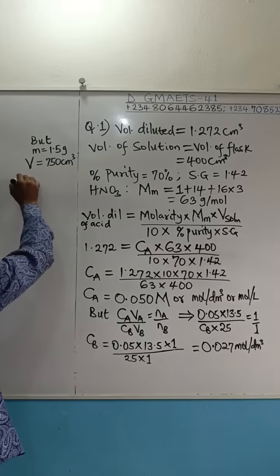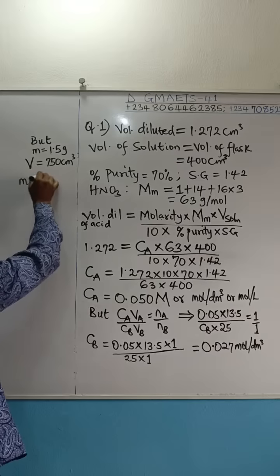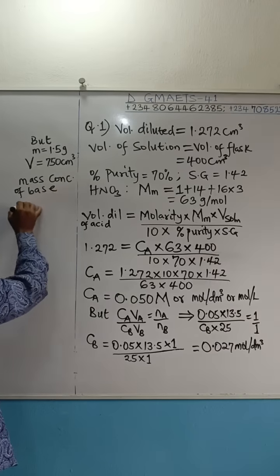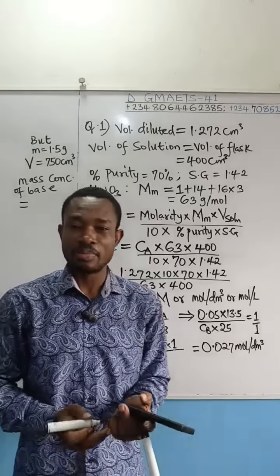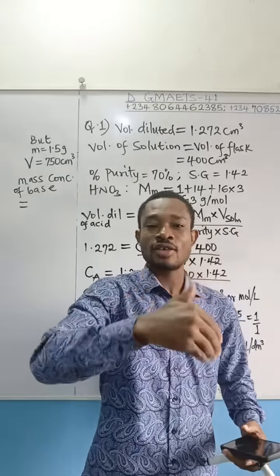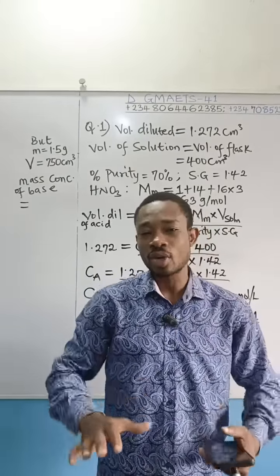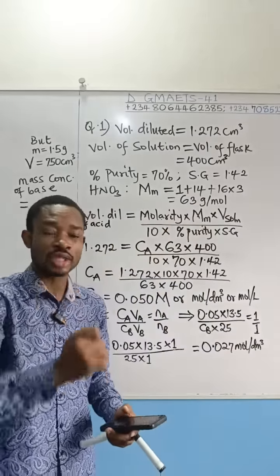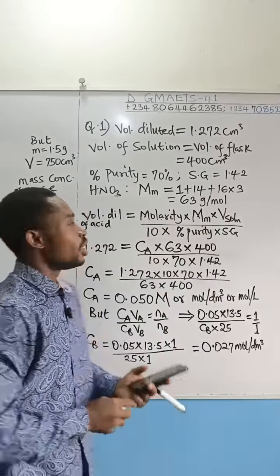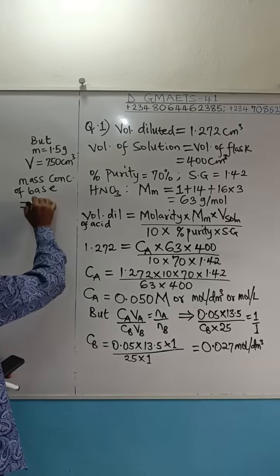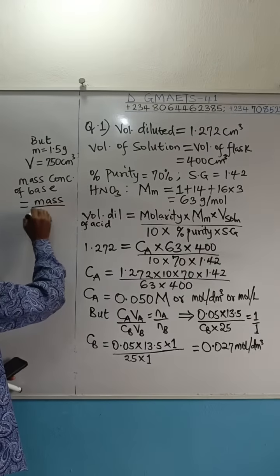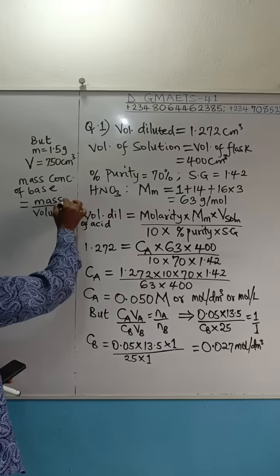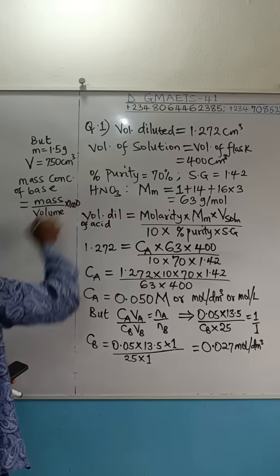With this information, we can calculate the mass concentration of the base. Anytime you are given the mass of the base and the volume of the flask in which the base is dissolved, you can calculate the mass concentration. And mass concentration is the same as concentration in gram per dm cube. That's what I'm trying to get here. The formula is mass of that base divided by volume of solution or volume of flask, times 1000.